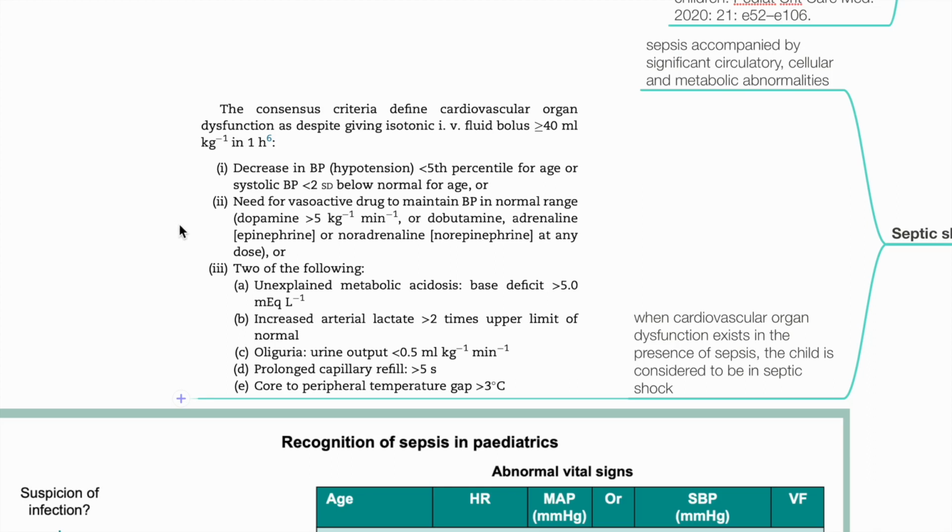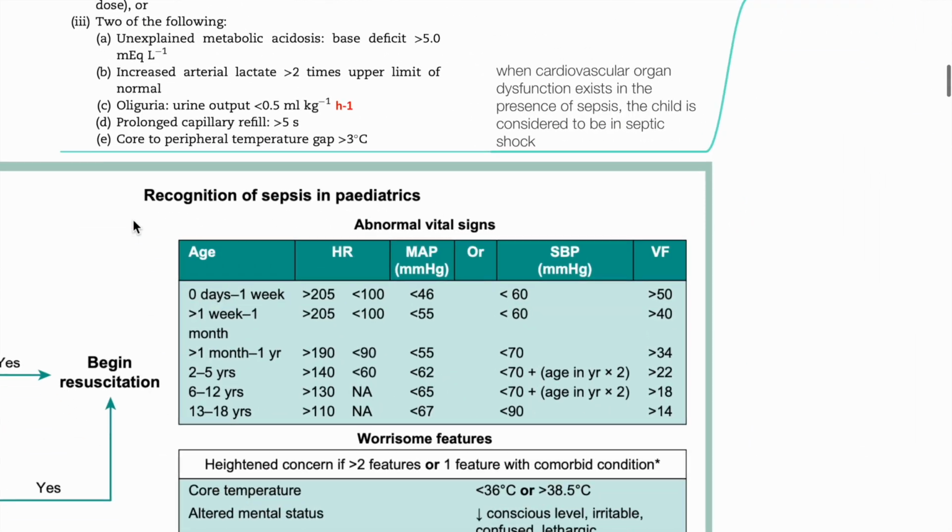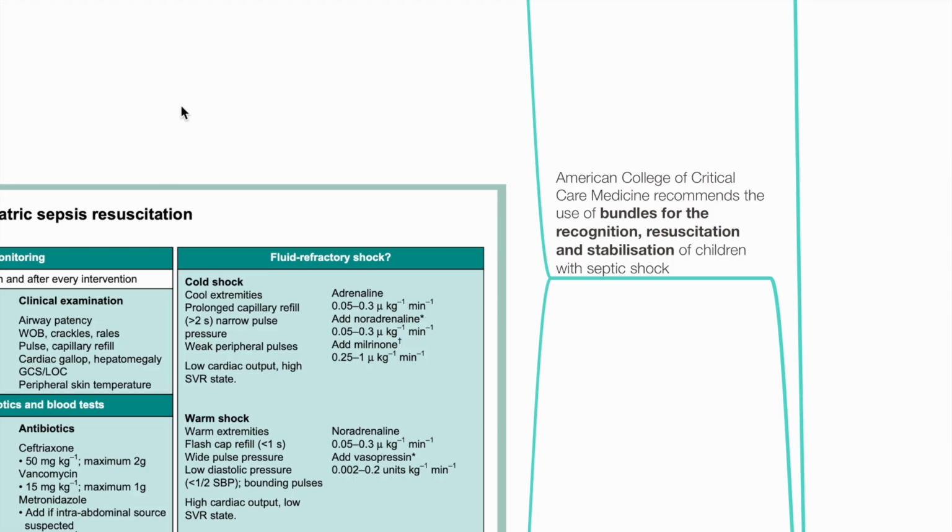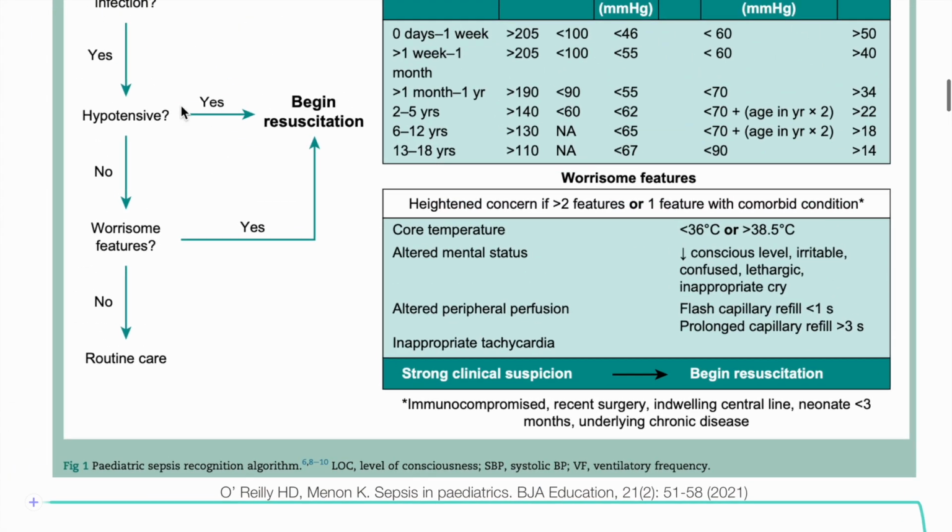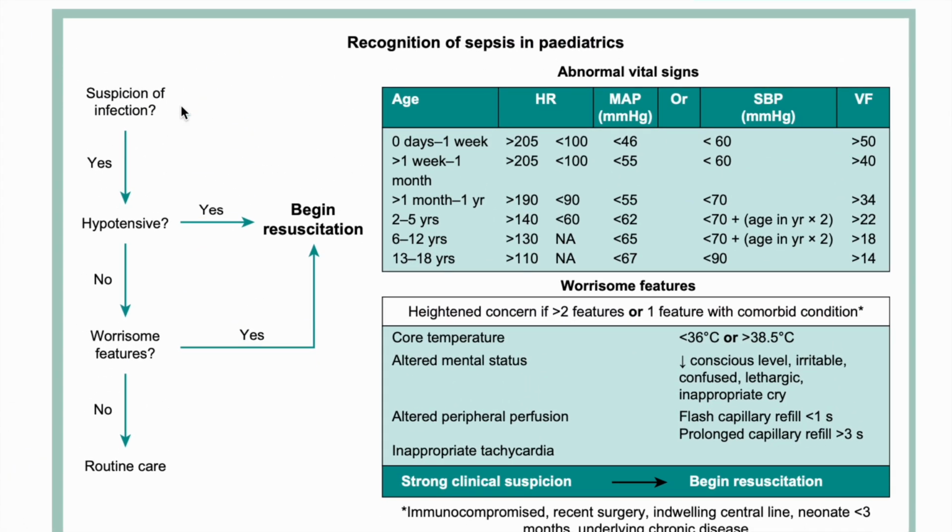of the following: unexplained metabolic acidosis, base deficit more than 5 mEq per liter, increased arterial lactate more than 2 times upper limit of normal, oliguria, urine output less than 0.5 ml per kg per hour, prolonged capillary refill time more than 5 seconds, and core to peripheral temperature gap more than 3 degrees Celsius. The American College of Critical Care Medicine recommends the use of bundles for the recognition, resuscitation, and stabilization of children with septic shock. Recognition of sepsis in pediatrics.